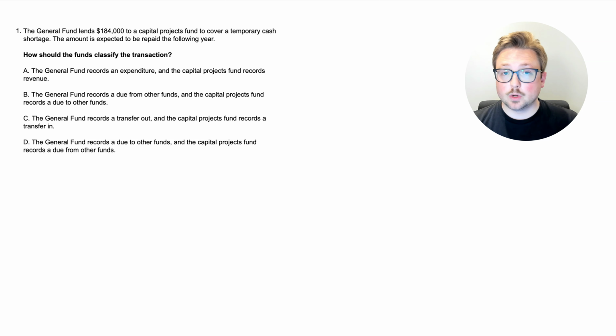Is the general fund going to record it as an expenditure and the capital projects fund as revenue? Is the general fund going to record due from other funds and the capital projects fund record due to other funds? Is the general fund recording a transfer out and the capital projects fund recording a transfer in? Or is the general fund recording due to other funds and the capital projects fund recording a due from other funds?